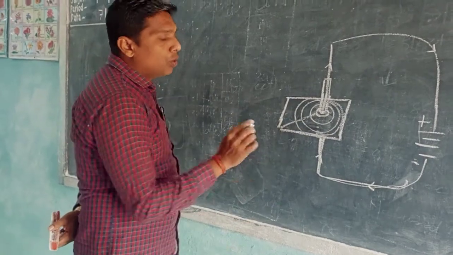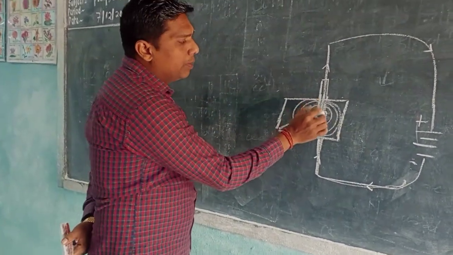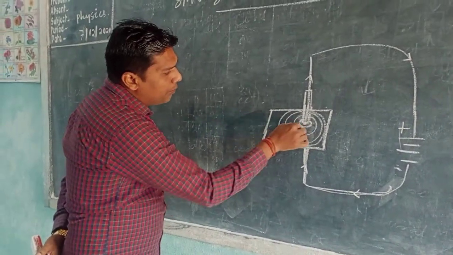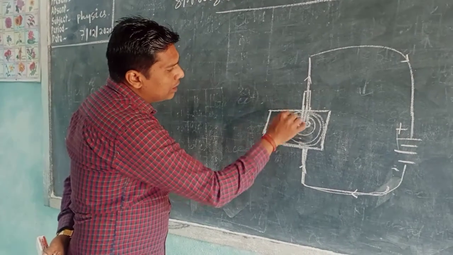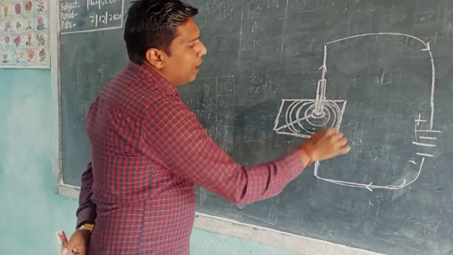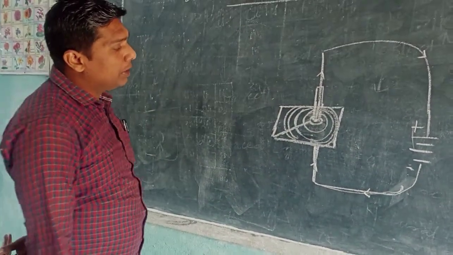When we go near the center, the magnetic field is very strong, but when we go away from the center, these concentric circles are weak. They are far from each other. Clear this one?